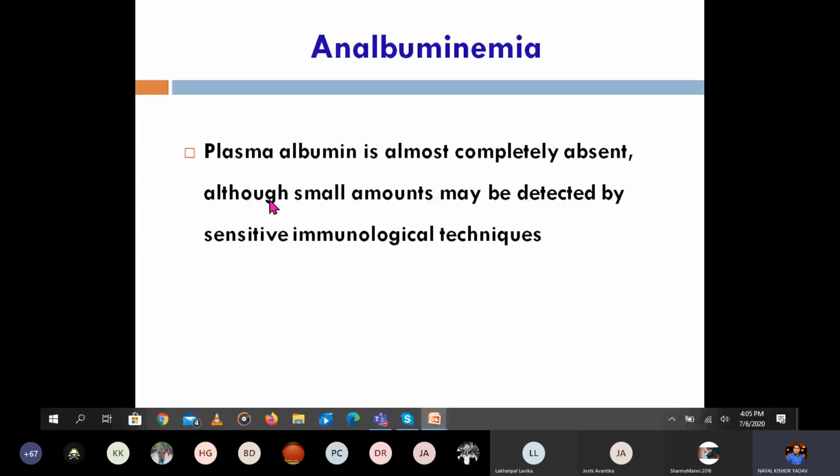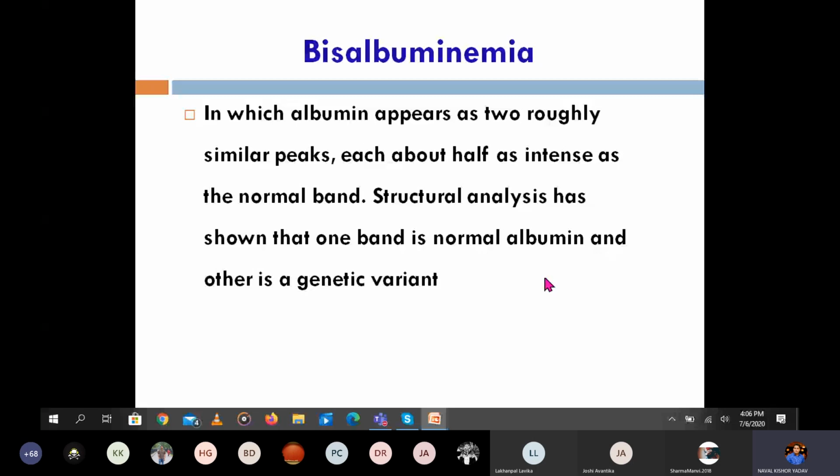A small amount can be detected by the sensitive immunological techniques. Immunological techniques, like you can see the ELISA here, are methods you can perform. Otherwise, there will be a complete absence of the plasma albumin.